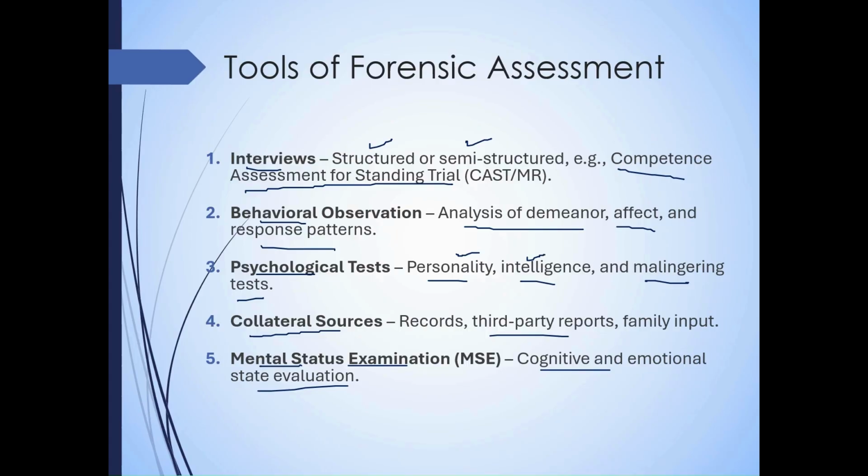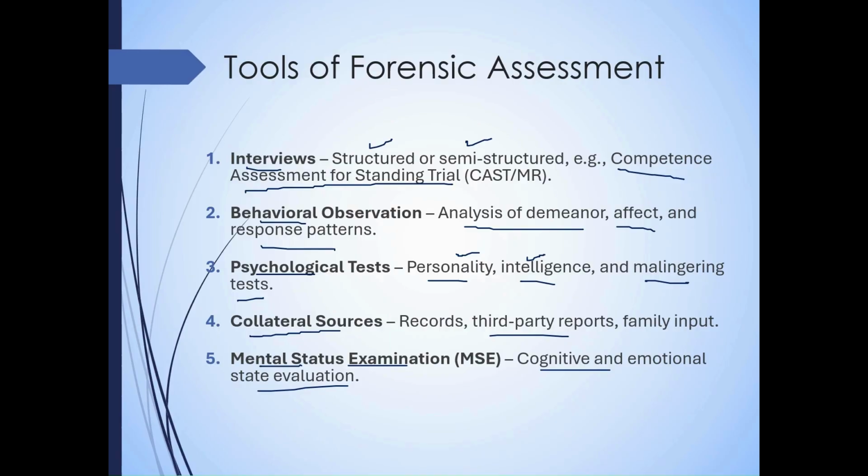So we have 5 important tools that we use generally for forensic assessment. First is the interviews. It may be structured or semi-structured. An example is the Competence Assessment for Standing Trial. Second is behavioral observation. You will be observing the behavior of the person, their tone, their posture, their emotional control, their response patterns, all of that.